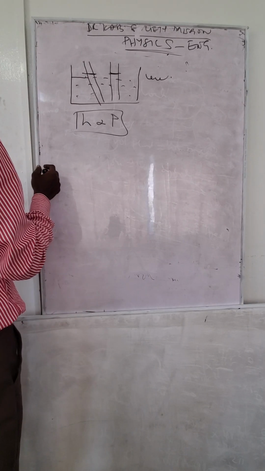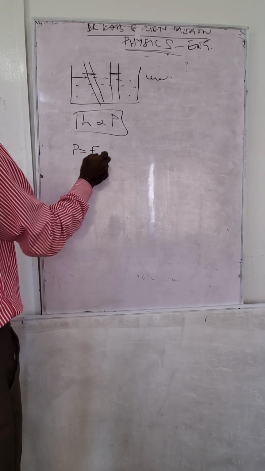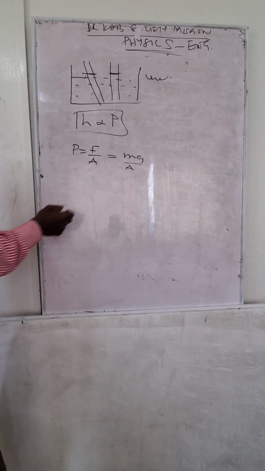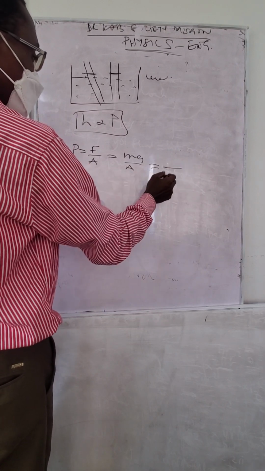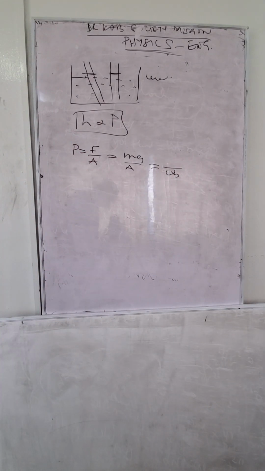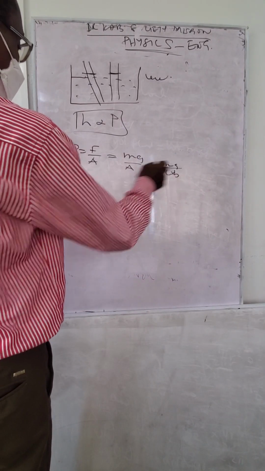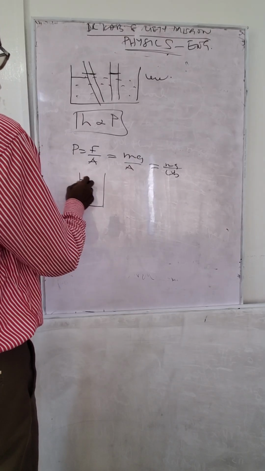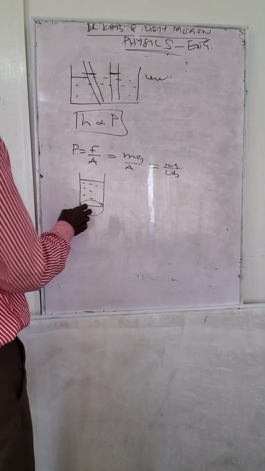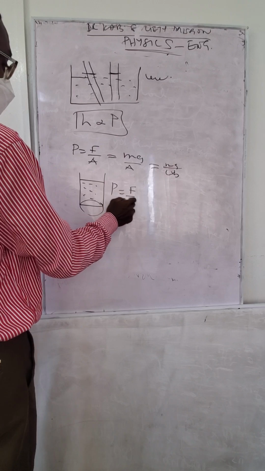Now, if you want to find the pressure in anything, you know pressure is equal to force over area. Force is what? Mass times gravity over area, which is that. Okay? But area can be given as what? The length times breadth. Right, so that's it there. And this is what I mean. Let's say we have this volume of fluid. This is in a cylinder. Okay. Now pressure is equal to force over area.